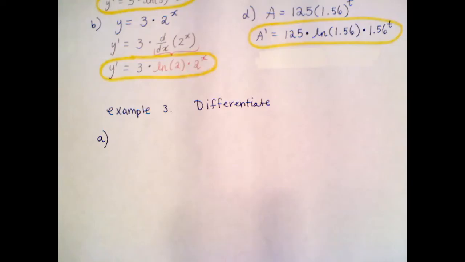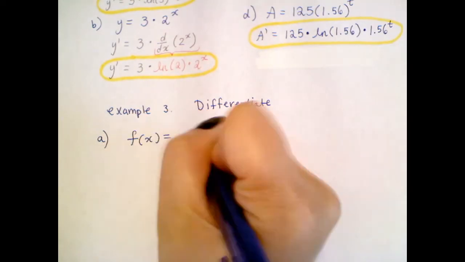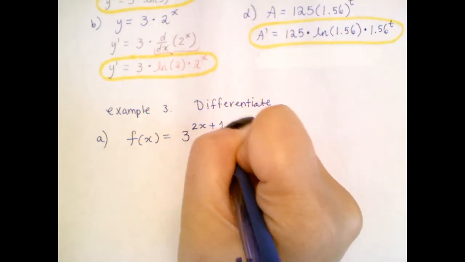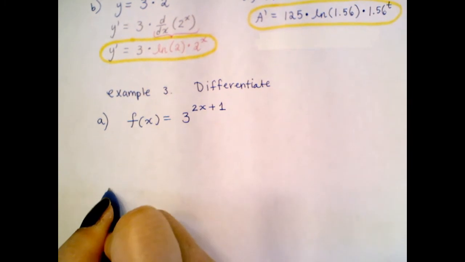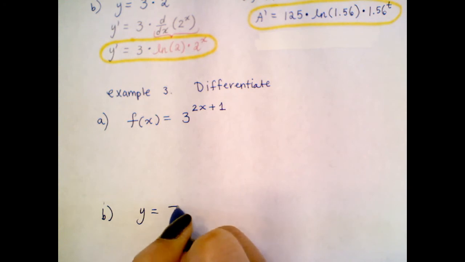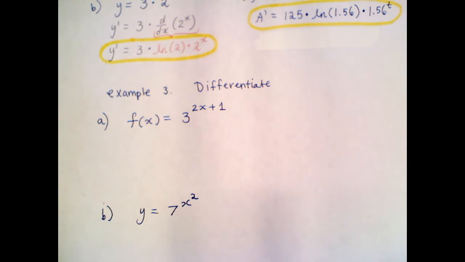A. Let's see. Oh, let's try this one. F of x equals 3 raised to the 2x plus 1. Ooh. Okay. Another one. Let me write b down here. B equals, let's say y equals 7 raised to the x to the second power. Ooh. I got 2 more, but let me do these 2 first, and then let's do 2 more.